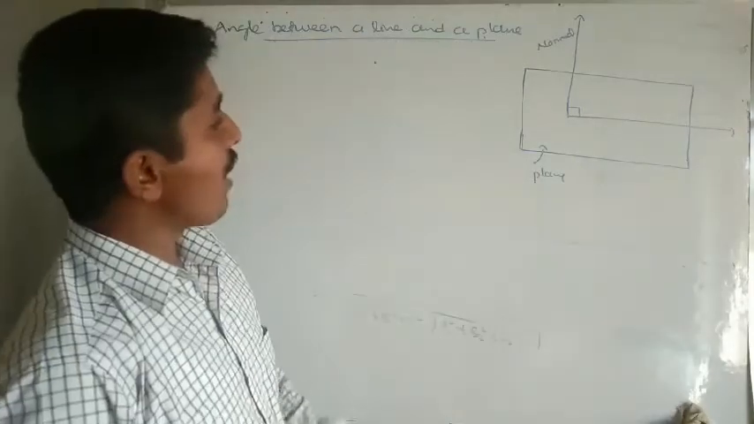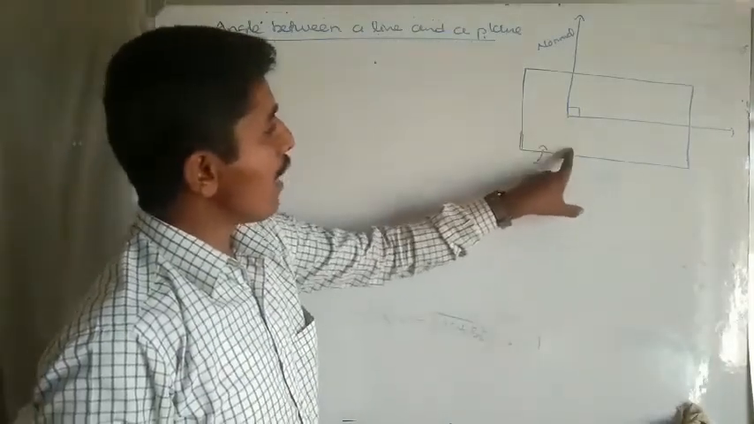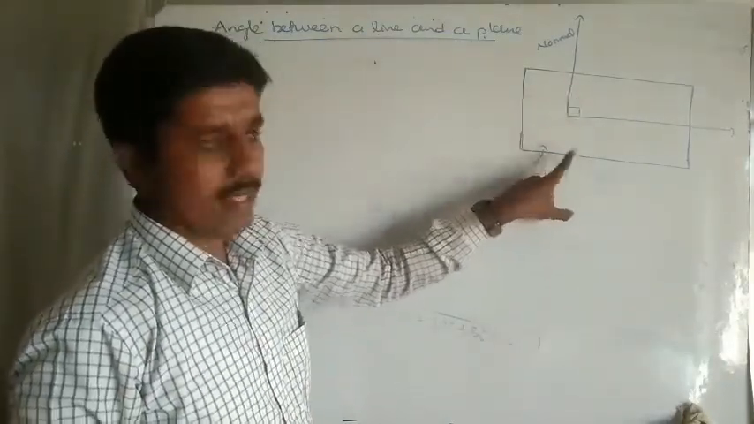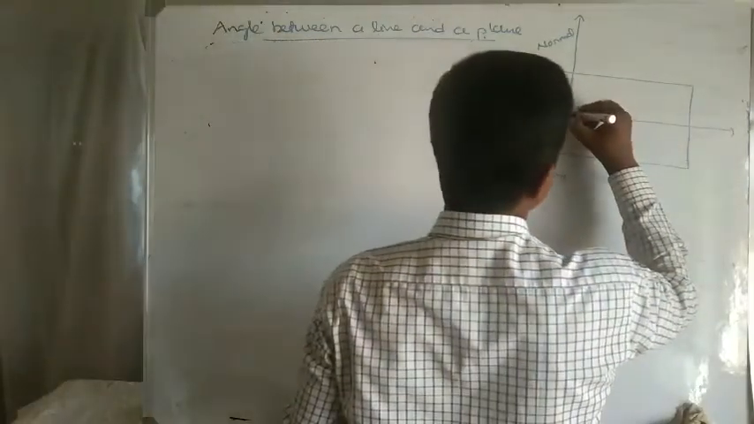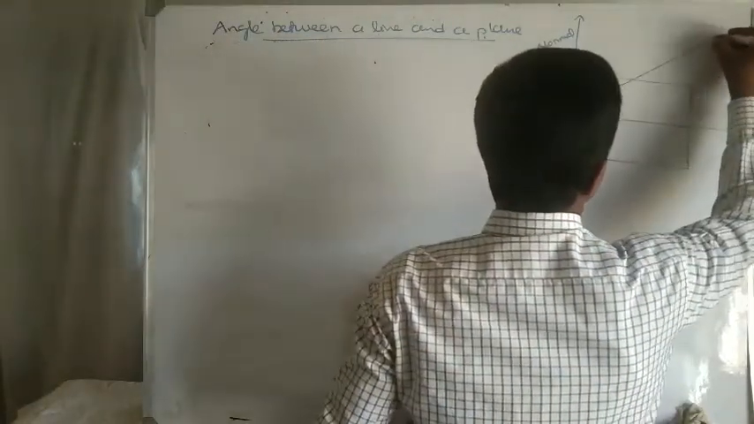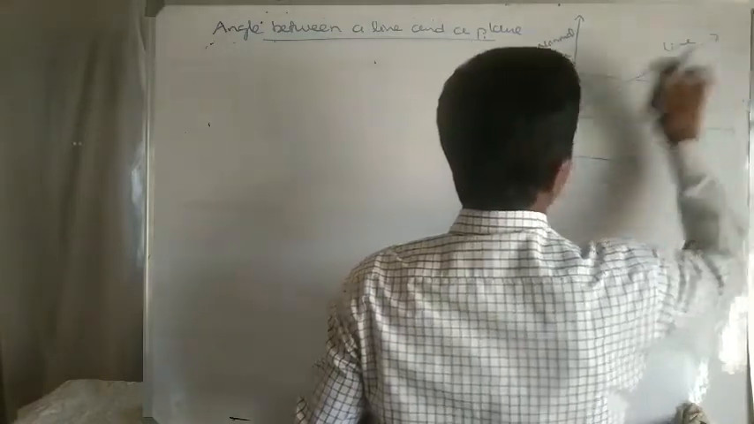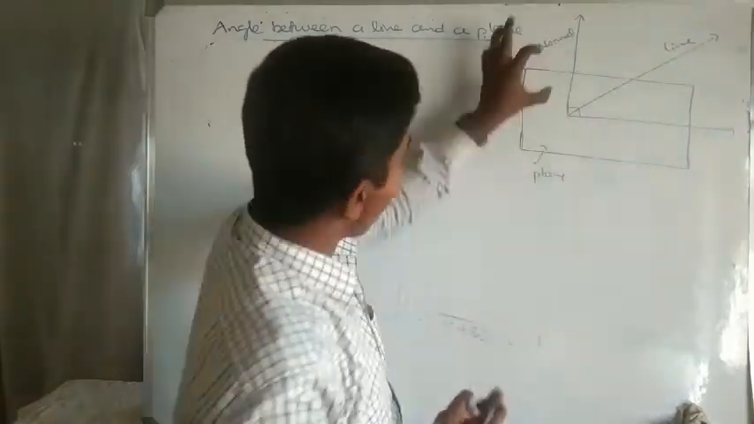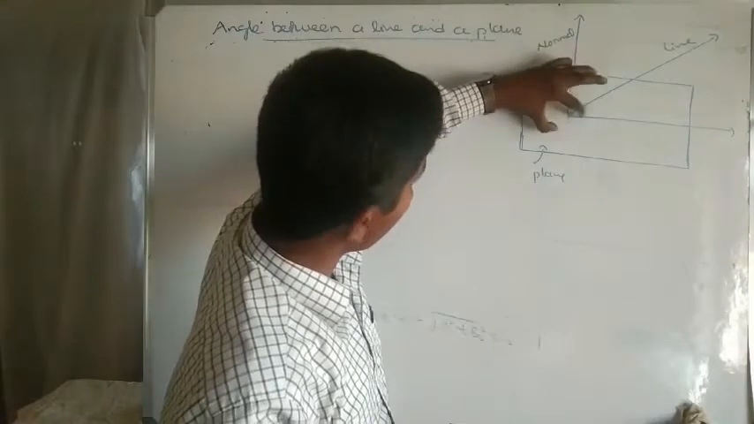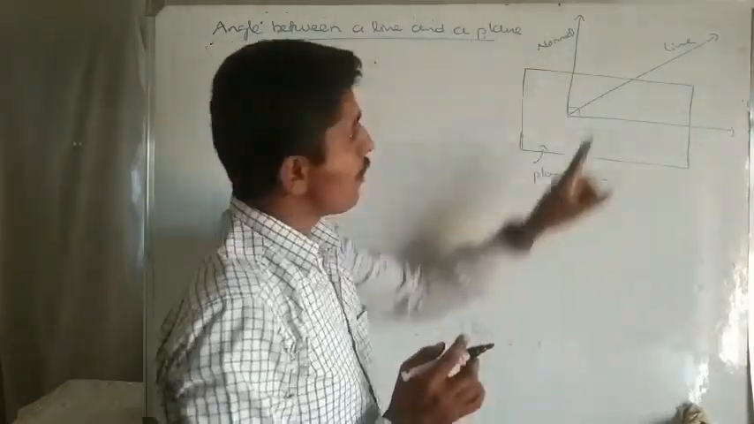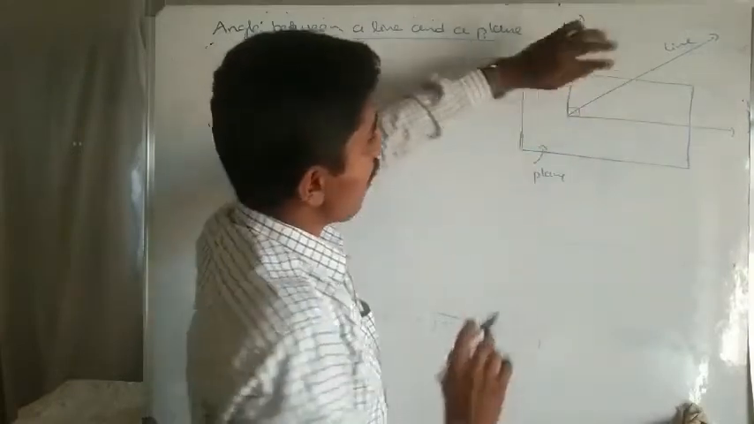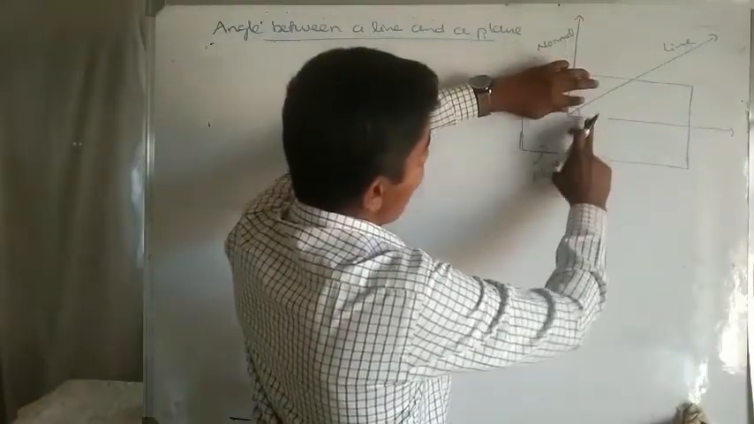We are going to find the angle between a plane and a line. This is the plane. I am drawing one line here. This is the normal line, meaning this line is perpendicular to the plane. This is the line. I am going to find the angle between the line and the plane.